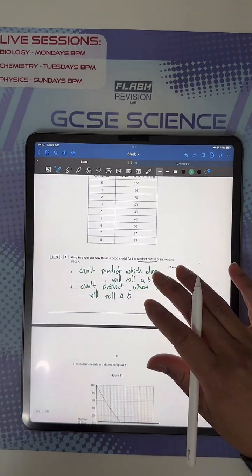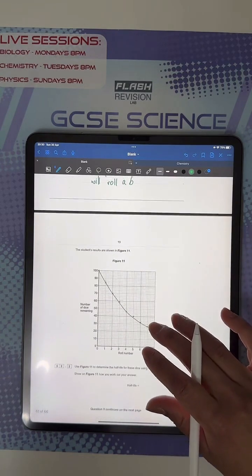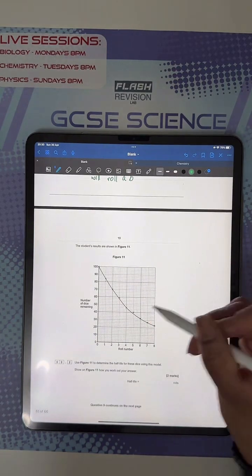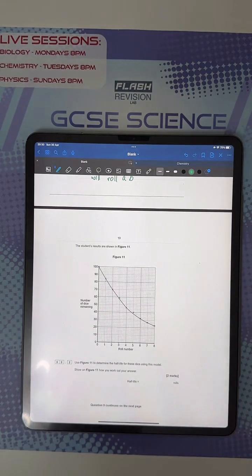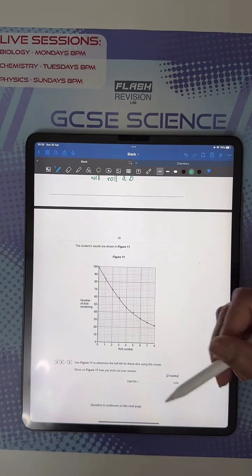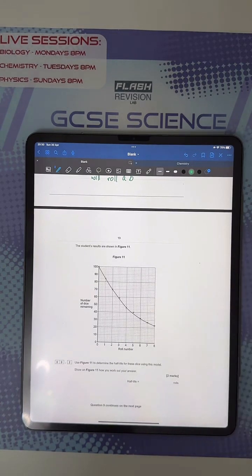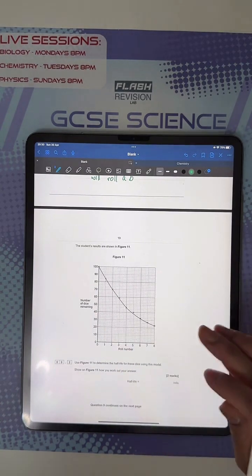Okay, so we're going to now look at a graph. Another graph question. This is about the rolling dice method. Remember I said that it's going to make a graph like this. You can basically treat this like radioactive decay. So we want to work out the half-life. So where are we going to draw a line from?